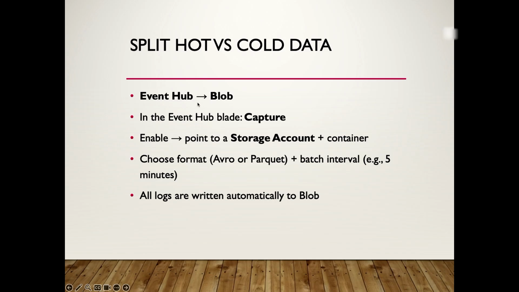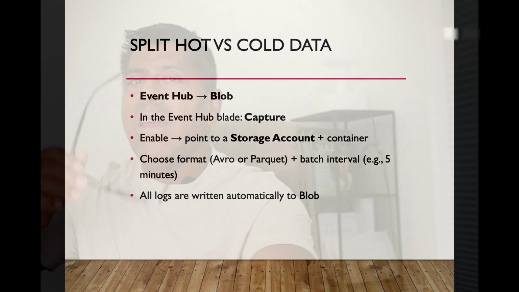Event Hub is going to go to Blob. In the Event Hub blade, you can set up a capture, and you're going to enable it and set it up with a storage account. So when the data comes into the Event Hub, it's going to end up in the storage account at this point. You can choose the format. You can set up Avro or Parquet, and you can set up an interval as well. And all the logs are written automatically to Blob at that point. Again, this is another strategy that you can use.